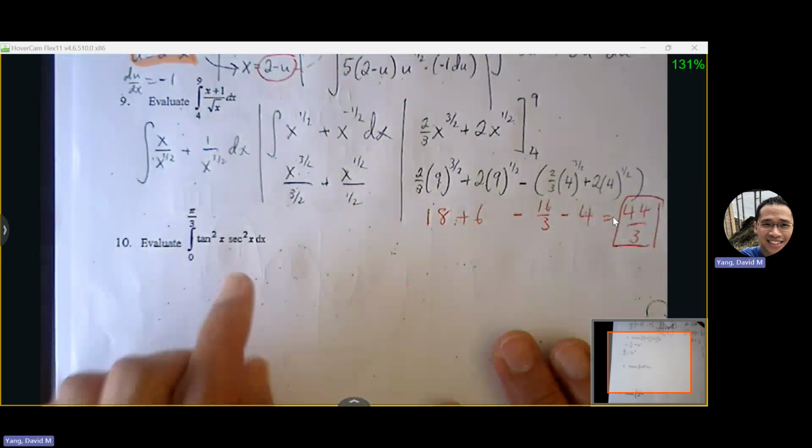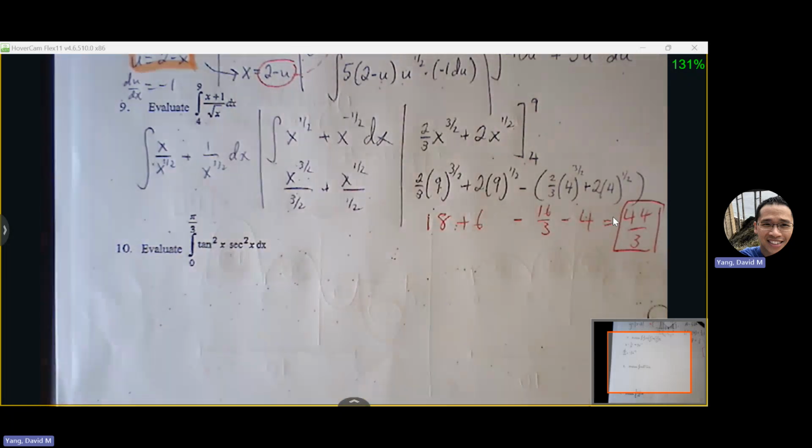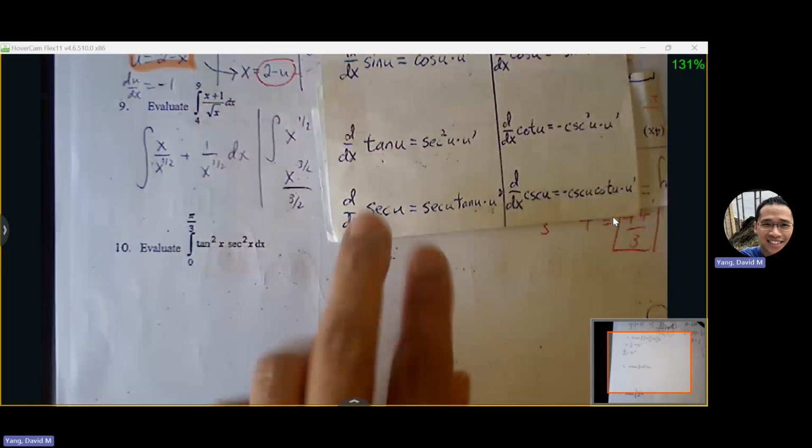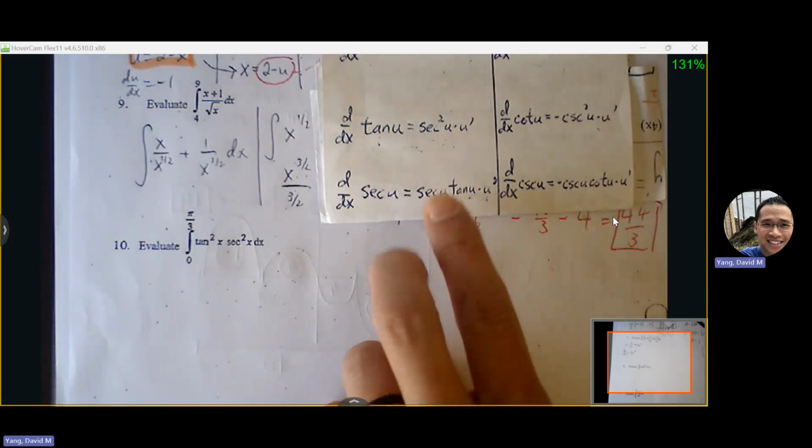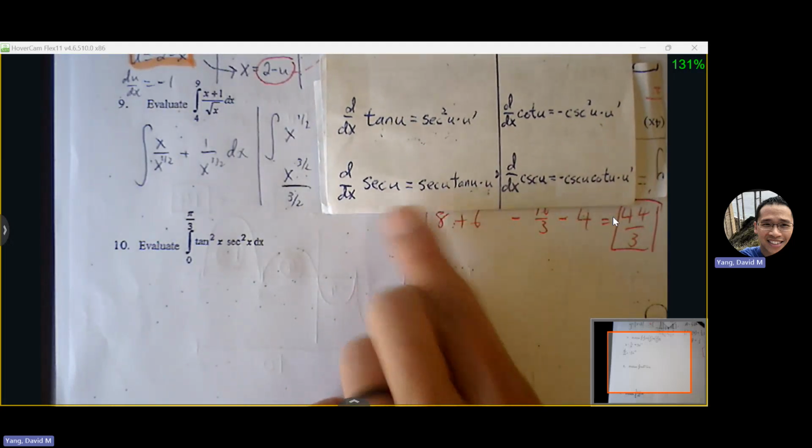Okay, number 10, evaluate the integral of tangent squared times secant squared. Now, if you look at this and you feel like, okay, maybe I can just adapt my rule here. I have a rule for secant tangent, so why not just square it and then just make the integral of this turn to the secant squared?